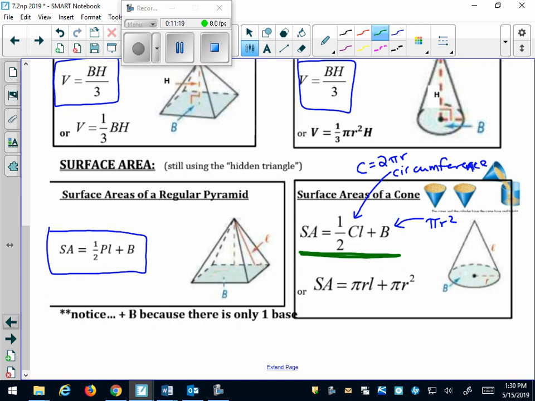Notice this box that says, or SA equals pi r L plus pi r squared. That's another way to write the same exact formula. 1/2 CL. Well, if I take 1/2 and I plug in 2 pi r, 1/2 times 2 pi r for C times L, plus, and I plug in pi r squared for B. When you do 1/2 times 2, what happens? They cancel out, and this is what I'm left with. Pi r L plus pi r squared. So it's the same formula. You're just plugging in for the C and the B. That comes in handy sometimes, and we'll do it in the future, but when they want you to solve for the radius or something, then you need the formula that has the r in it.